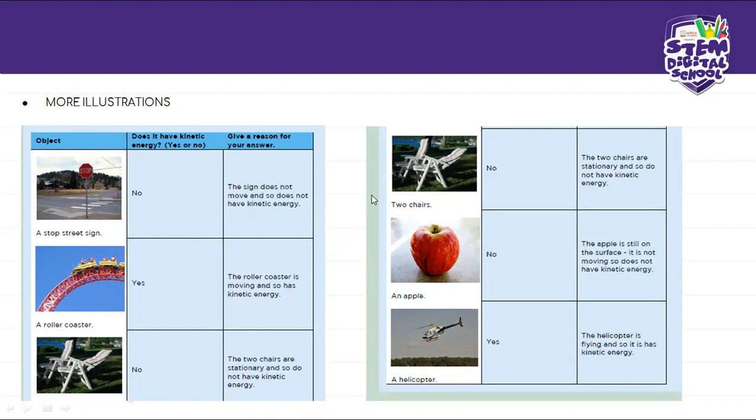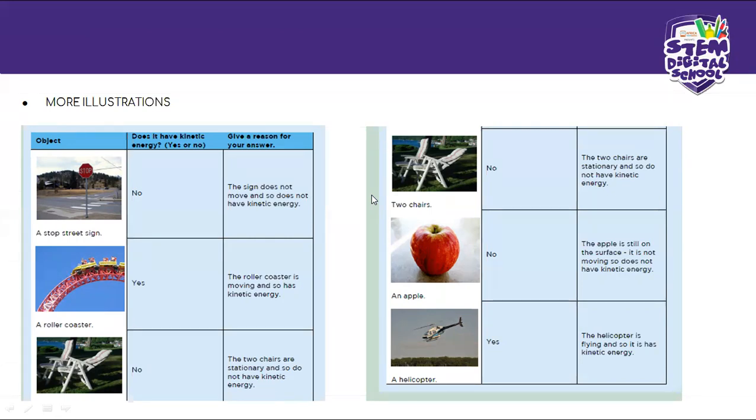So let's look at this roller coaster. The roller coaster there is motion. So it says, does it have kinetic energy? Yes or no? Yes. The reason the roller coaster is moving and so has what? Kinetic energy. Okay. Now let's just look at the garden chairs. Does it have kinetic energy? No. Give a reason. The reason the chairs are stationary and so do not have what? Kinetic energy. Let's look at the other one also.